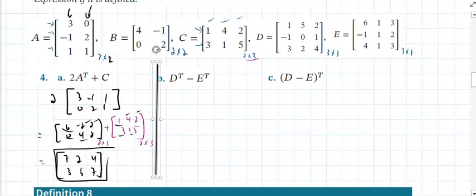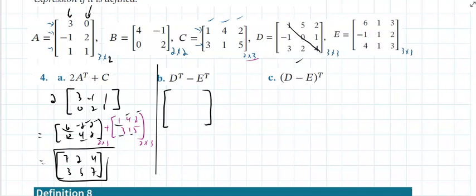Now, D transpose. D is right there, 3 by 3. That transpose is 3 by 3 as well. If it's a square matrix, you press the diagonal, switch those. So that's a -1, that's a 5. Switch those, that becomes a 3, that becomes a 2, and switch those, that becomes a 1, that becomes a 2. Or forget all of that switching business. Make that the first row, there it is. Make that the second row, there it is.